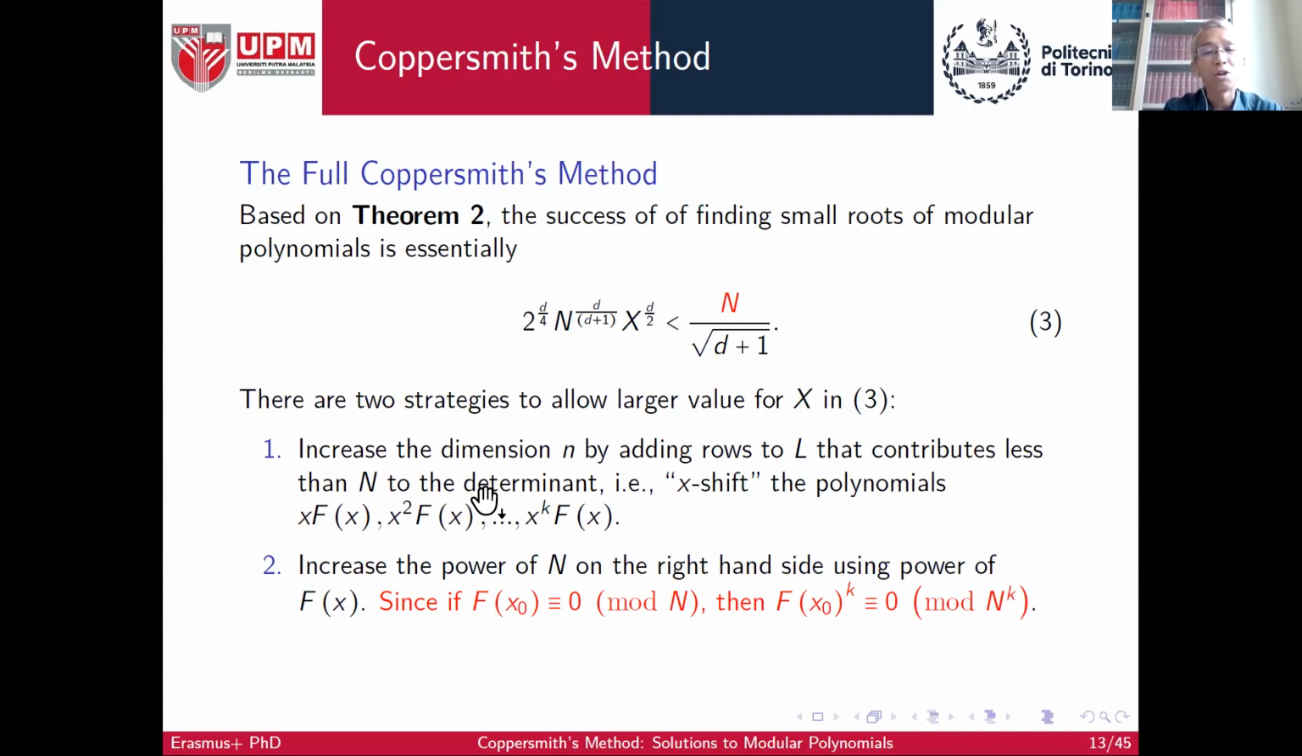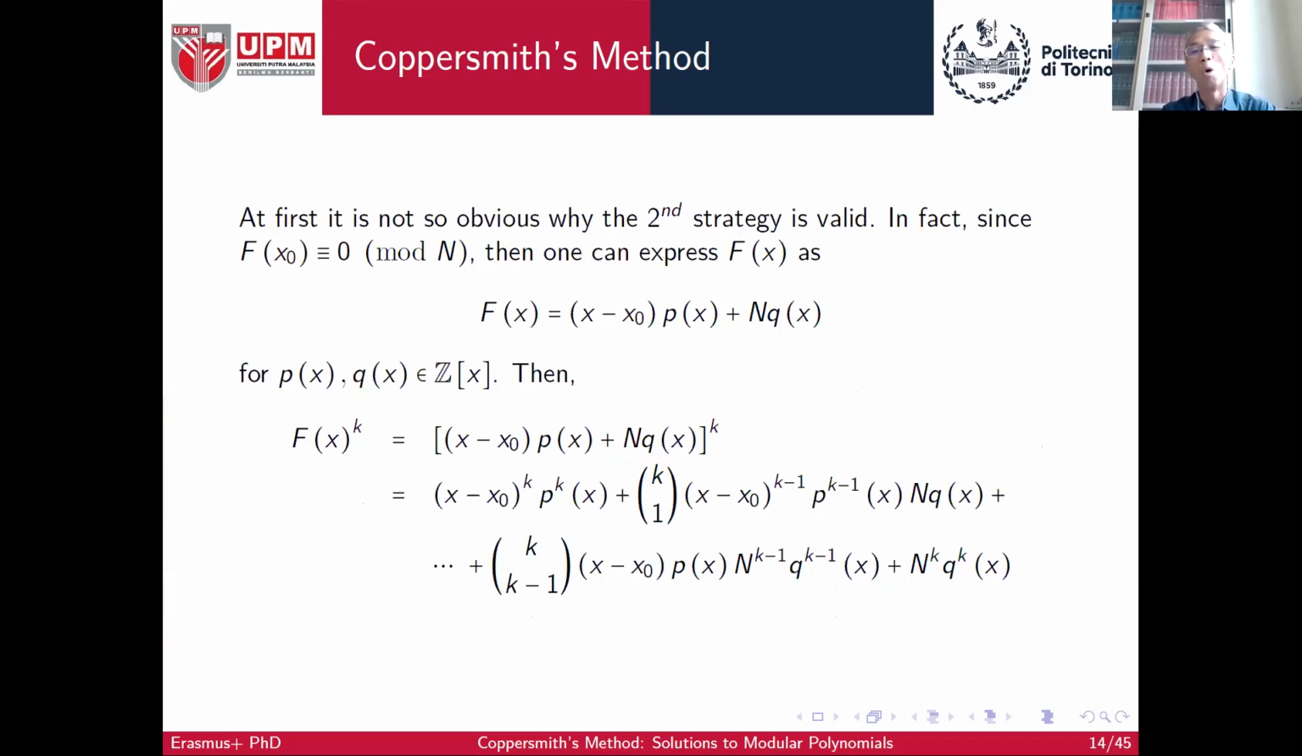Second, we can also increase the power of n on the right-hand side of the inequality by using the power of f(x). Since if f(x) is congruent to 0 modulo n, then f(x) to the power k is also congruent to 0 modulo n to the power k. I try to highlight this part because, as a beginner, I noticed that it is not so obvious why the second strategy works.